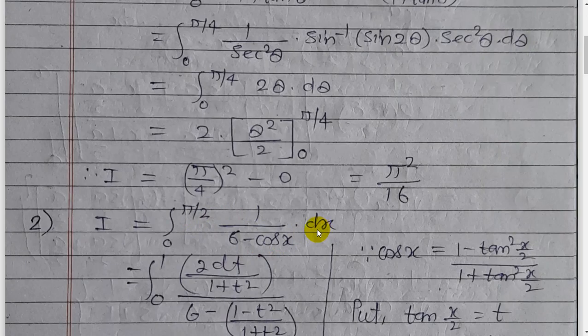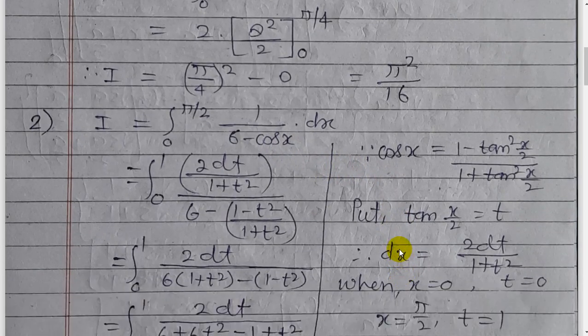So here we see that in the denominator only cos x is present, and cos x has the formula 1 minus tan square x by 2 upon 1 plus tan square x by 2. So this can be written as 1 upon 6 minus this formula, that is 1 minus tan square x by 2 upon 1 plus tan square x by 2, and this is the reason we put tan x by 2 equal to t. Now differentiating with respect to x on both sides, we get dx equal to 2 dt upon 1 plus t square. If you are not understanding this differentiation, you can ask me in the comments.